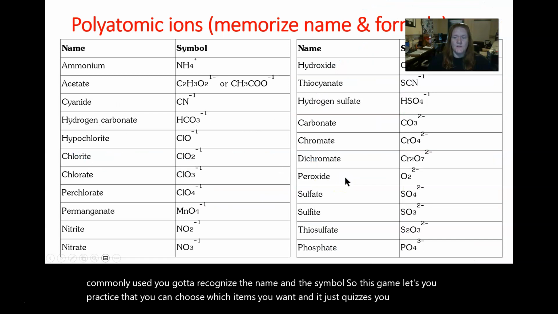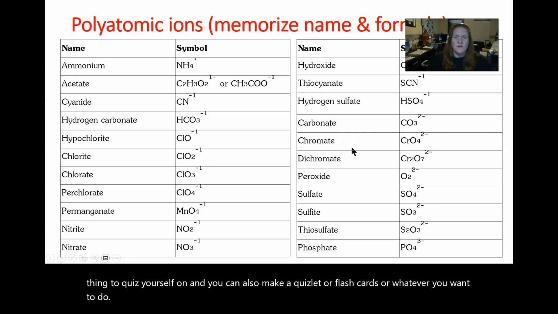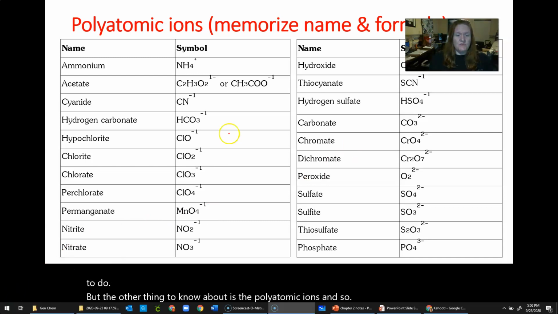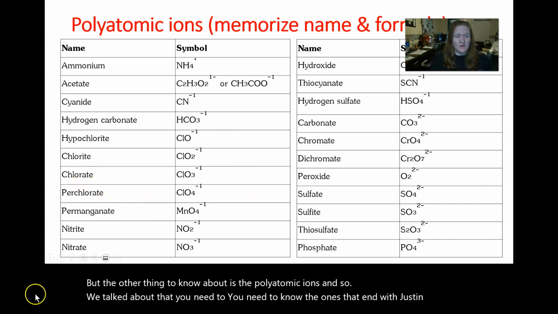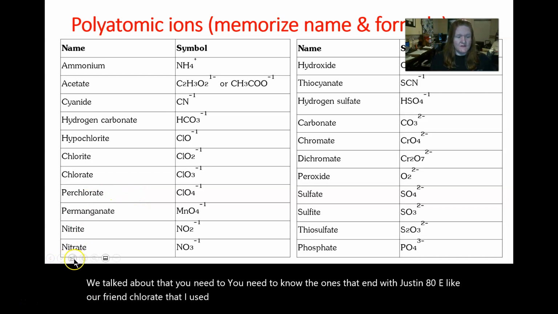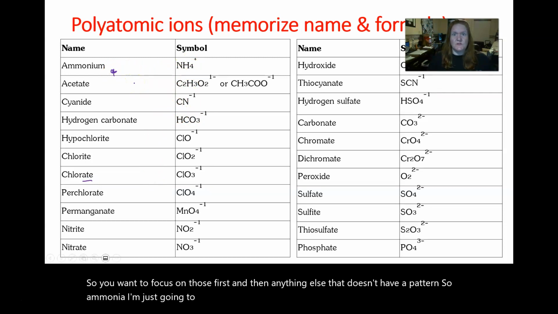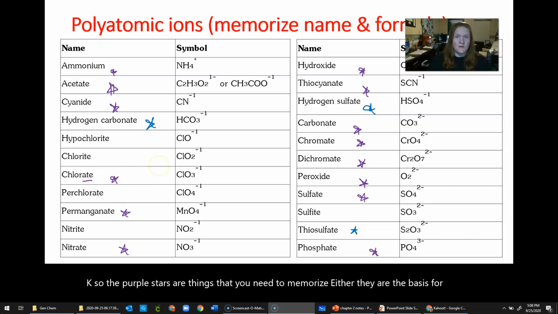Okay, so another thing to quiz yourself on, and you can also make a Quizlet or flashcards or whatever you want to do. But the other thing to know about is the polyatomic ions. And so we talked about that you need to know the ones that end with just an ATE, like our friend chlorate that I used as an example in class. So you want to focus on those first, and then anything else that doesn't have a pattern. So ammonia, I'm just going to make stars on all the ones you got to start memorizing. Okay, so the purple stars are things that you need to memorize. Either they are the basis for other names or they're very common in and of themselves.